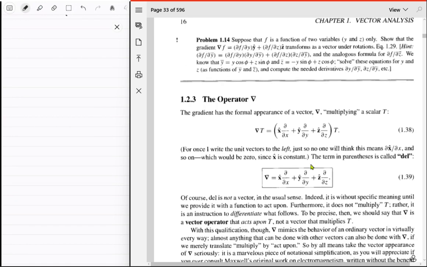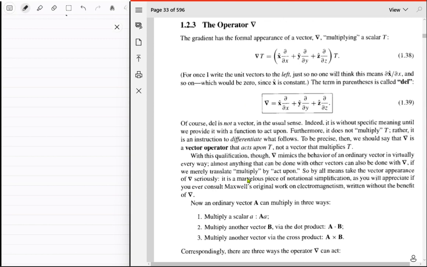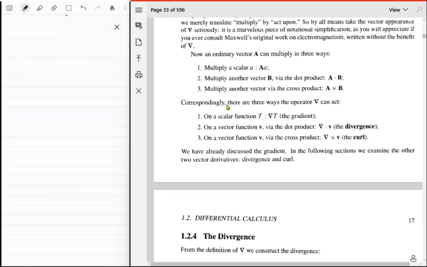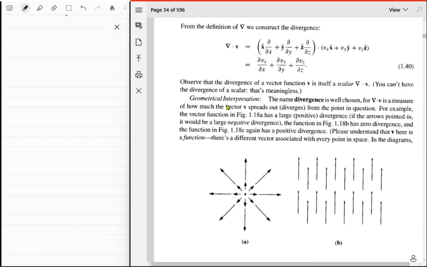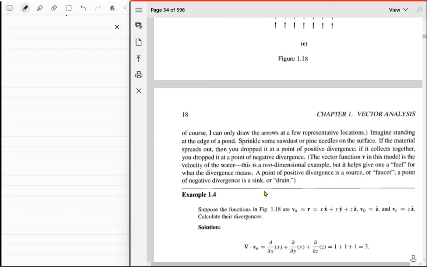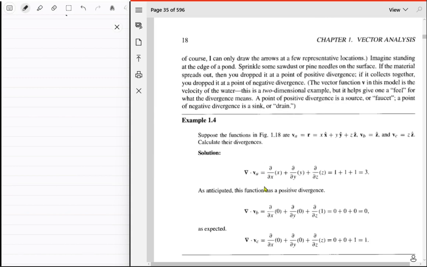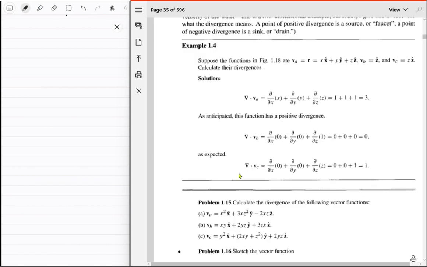so to the next one, operator del. The gradient has the formal appearance of a vector del multiplying a scalar. Yeah, we all know about that. Just see that video that I uploaded and you understand what they're talking about. Right, whatever. So divergence. You got examples? Cool. Wait, we are not supposed to be doing this? Okay, just give me problems then.